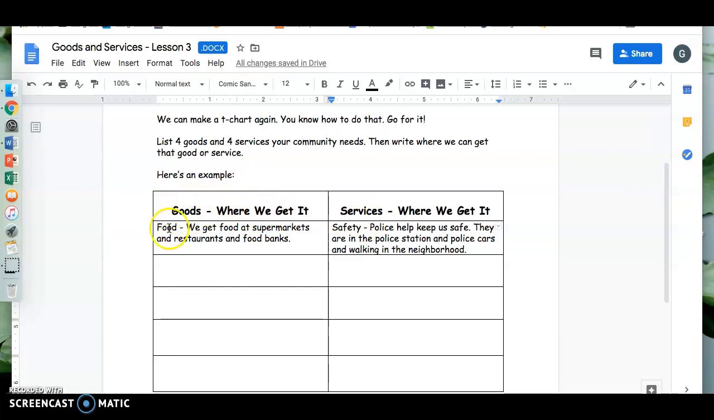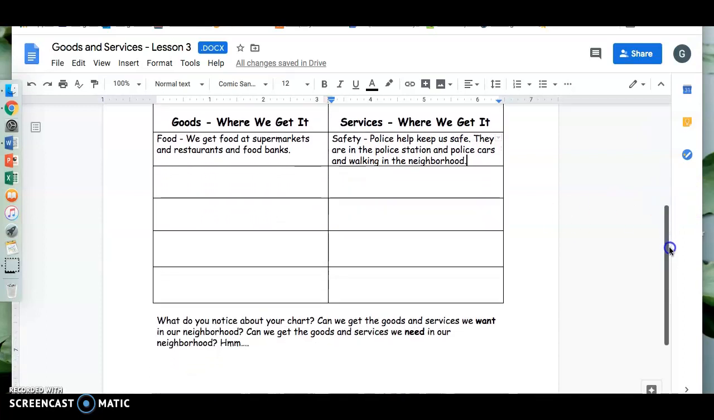So goods are the things we want, and then I wrote where we get it. Services are the actions we need. We need police to help keep us safe. So they're in the police station and cars, and they also walk in the neighborhood.